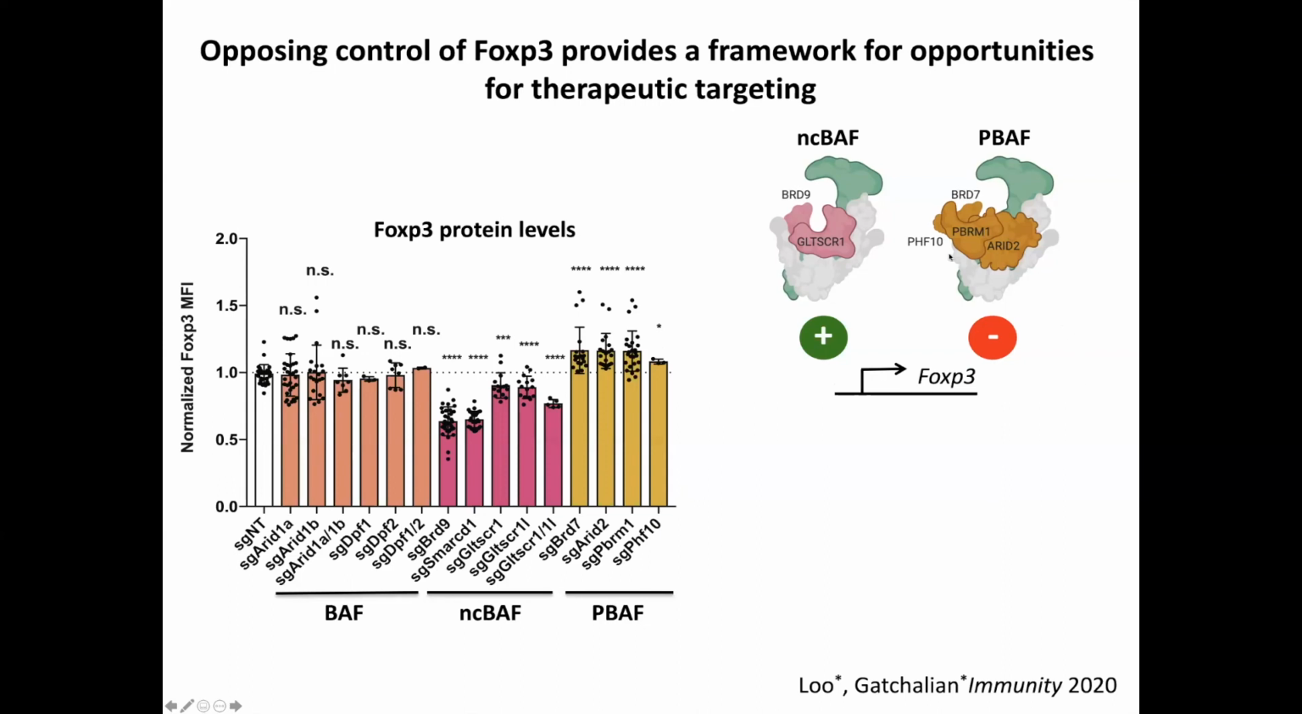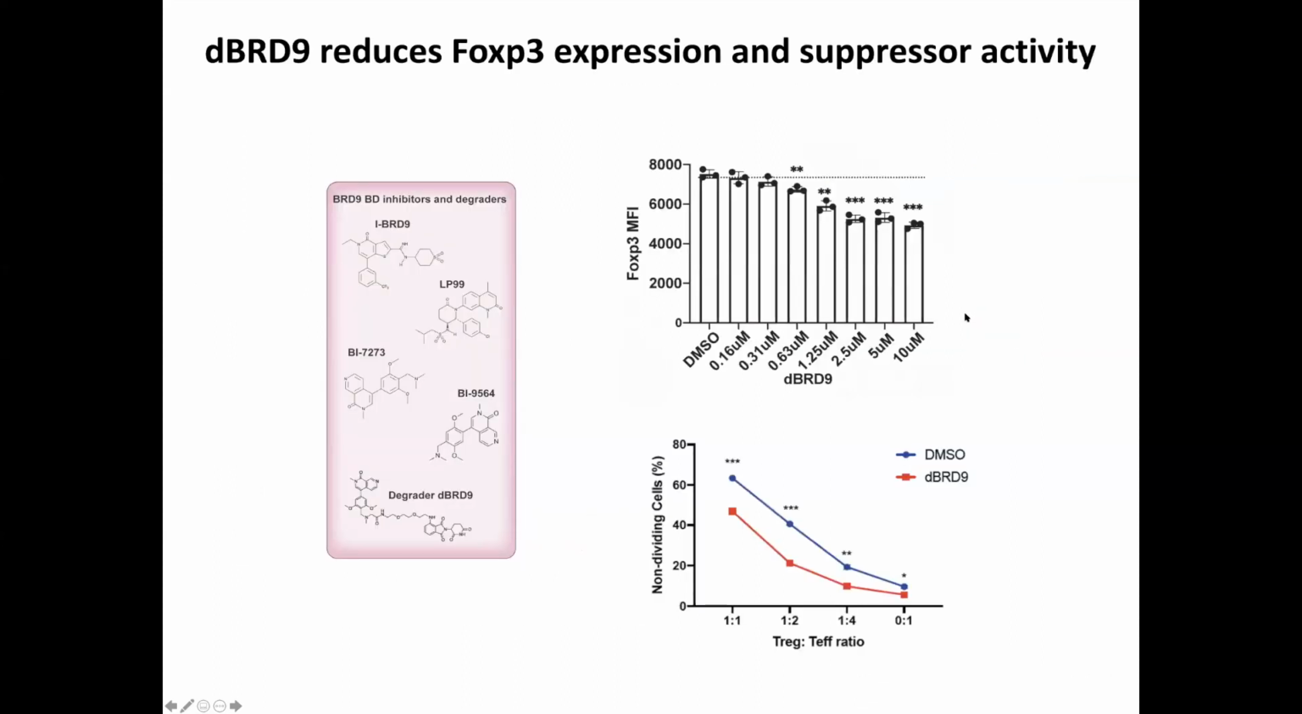So in this study, we revealed this important antagonism between NC-BAF and PBAF complexes in controlling the expression of this master regulator, in that NC-BAF complexes positively regulate the expression of FOXP3, whereas PBAF complexes negatively regulate this expression. And so really suggesting that we could use modulation of these complexes to toggle FOXP3 expression and thereby toggle Treg suppressor activity. And then coming to, again, our favorite BRD9 inhibitors, we found that incubating Tregs with dBRD9 results in a dose-dependent decrease in FOXP3 protein expression. And similarly, incubating with dBRD9 results in a loss of suppressor activity, as shown by this in vitro suppressor assay.